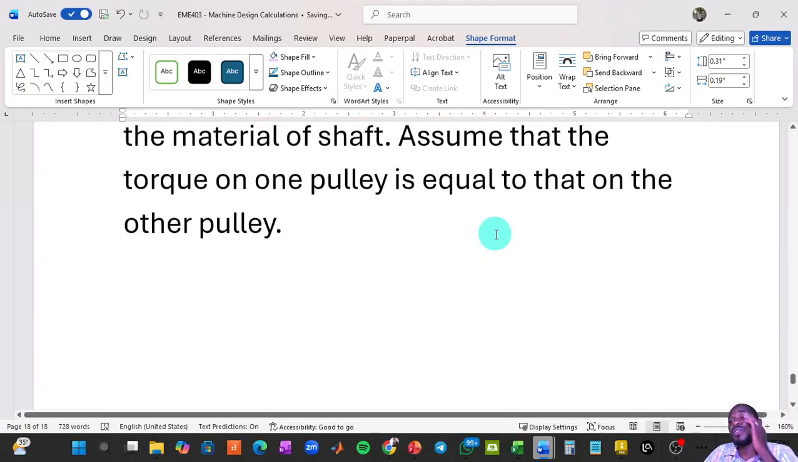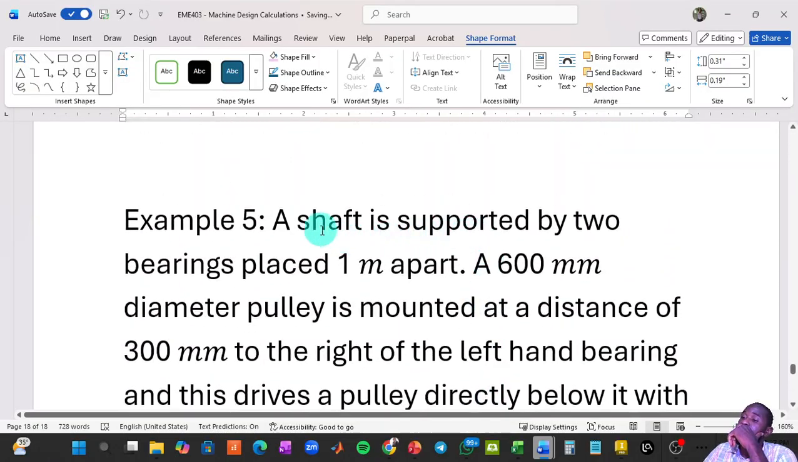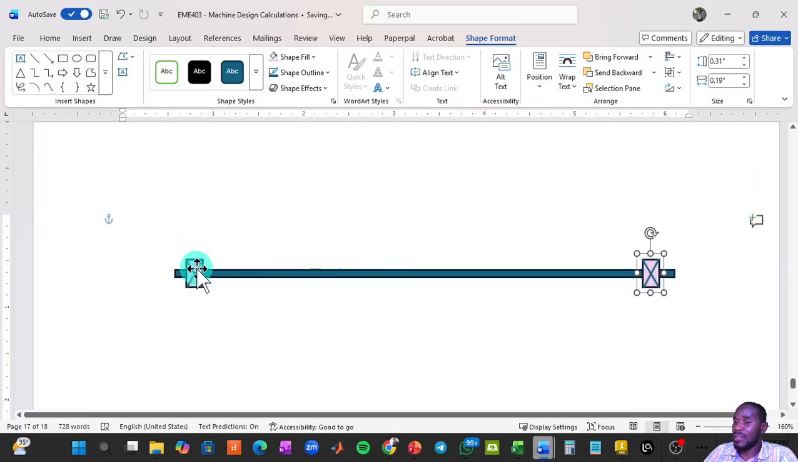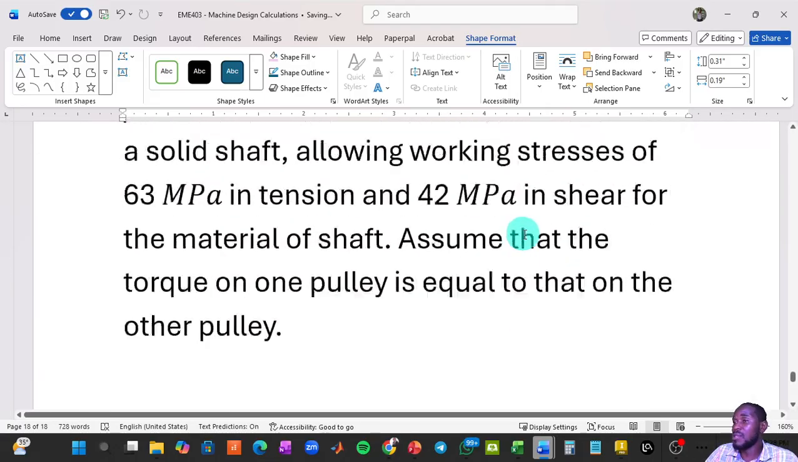And the question does tell us that this shaft is supported by 2 bearings that are placed 1 meter apart. So what that means is that the distance from this right hand bearing to this left hand bearing is 1 meter or 1,000 millimeters. We'll bring our dimensions in a little bit later. Just keep that in mind.